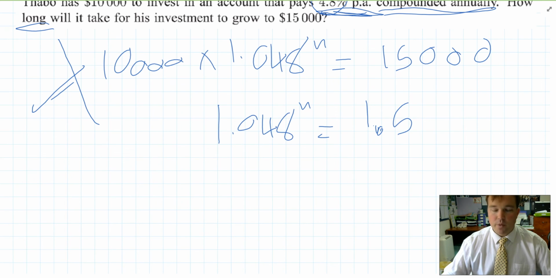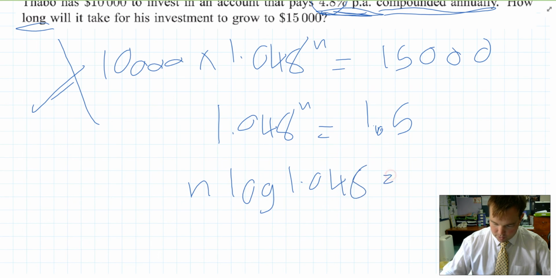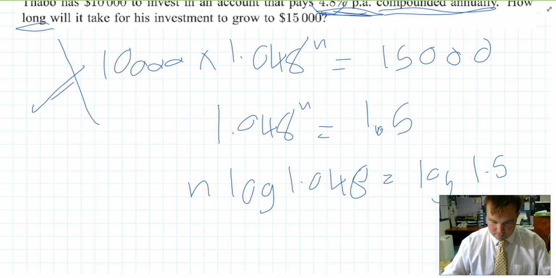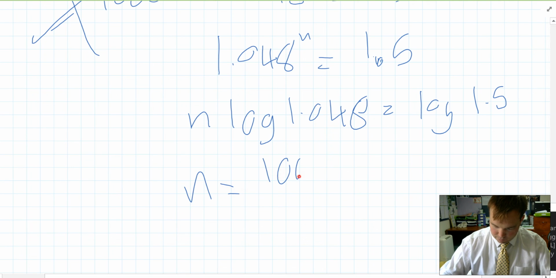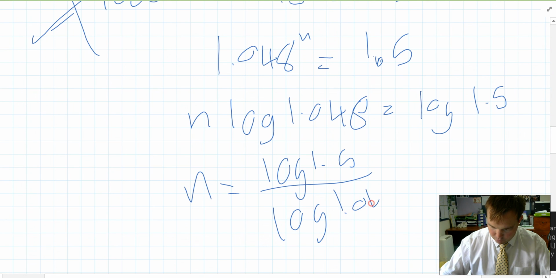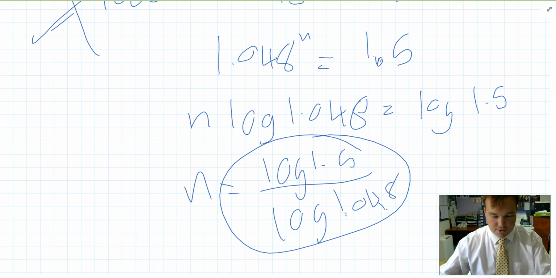Then we're going to take the log of both sides. So n log 1.048 equals log 1.5. And I've dropped the n down to the front of the log, but you could show that in 2 steps if you want. Then your final step is n is equal to log 1.5 over log 1.048. Apologies for the quality there. That you can just throw in your calculator to give you the solution.